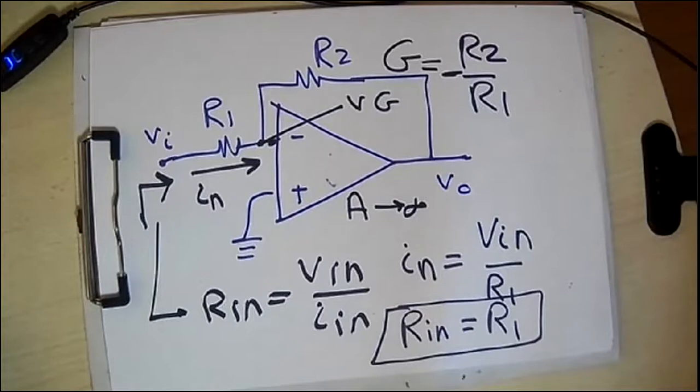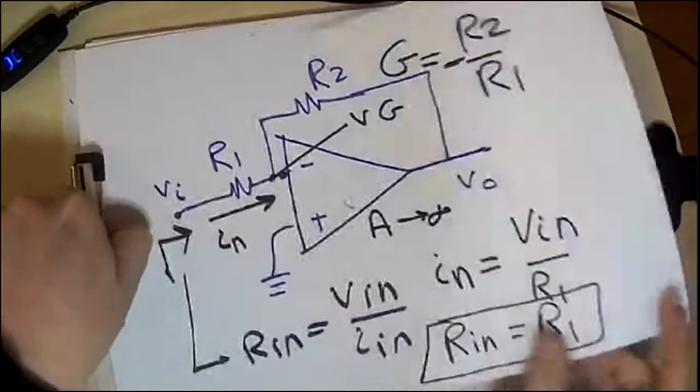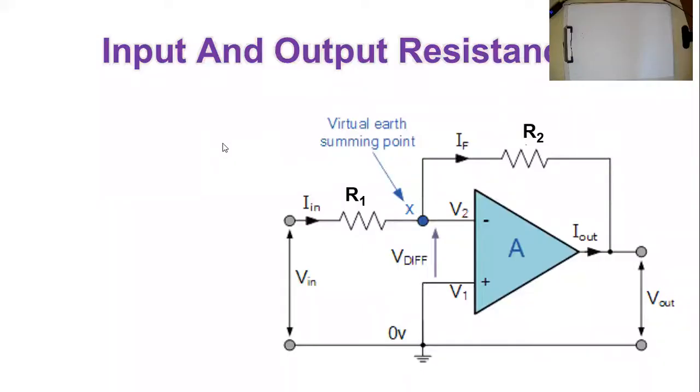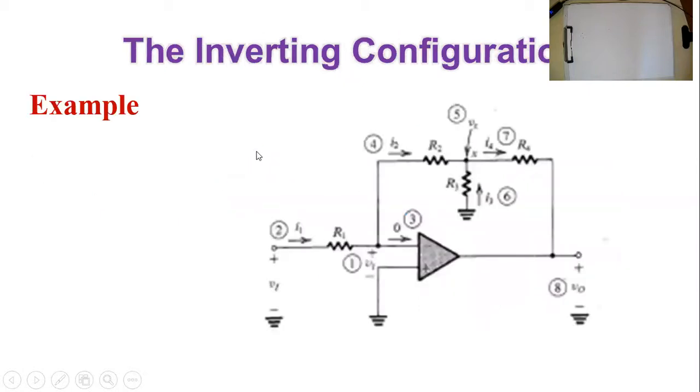Okay, before proceeding to other configurations, we actually have maybe two examples to be solved in this part of the lecture. So let me return quickly to my presentation slides. We already did this input resistance, and we determined that the input resistance is equal to R1, and now this is the first example. So this is another configuration.